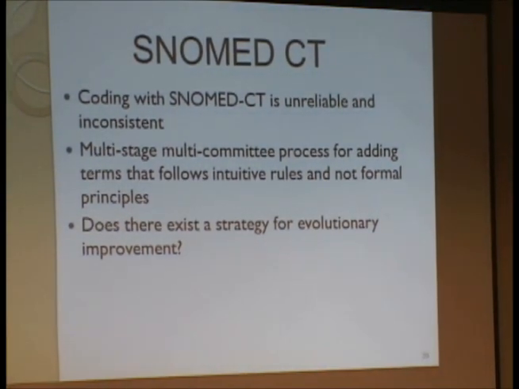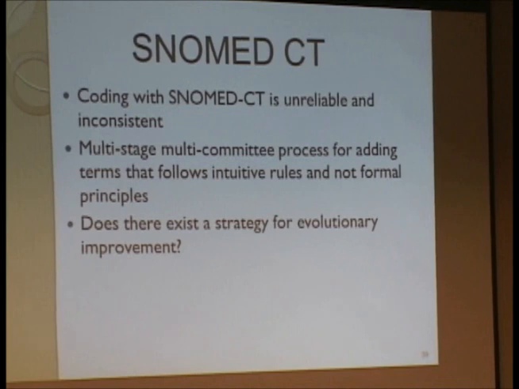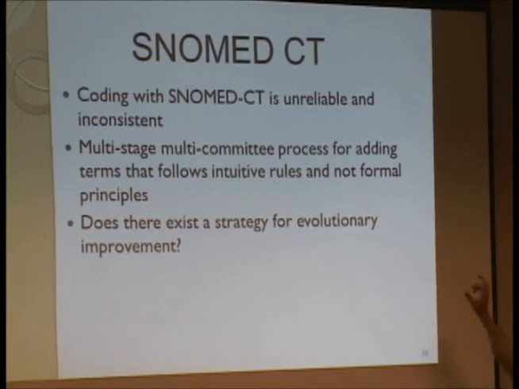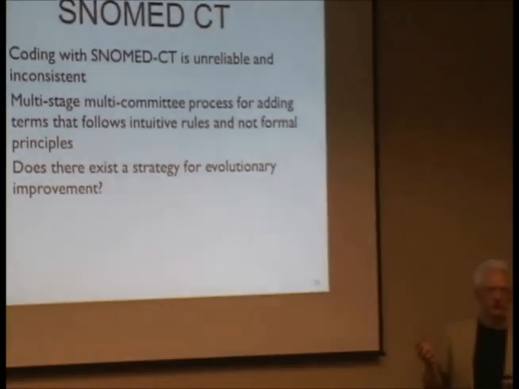Now, this means that coding with SNOMED is unreliable. Different groups code differently. And you can see why. The traps are so obvious. It's hard to change SNOMED. It's hard to have errors fixed. There are some very clever people in the leadership of SNOMED who commit to making those changes, but then the commitments get lost somewhere. And it's not clear that there is a strategy for evolutionary improvement.